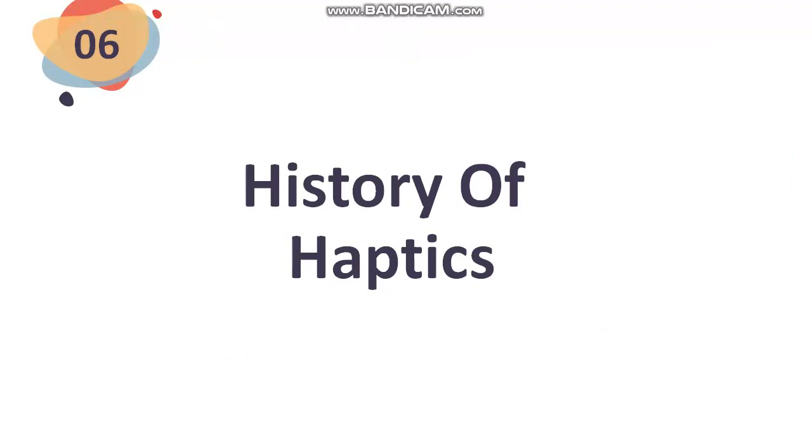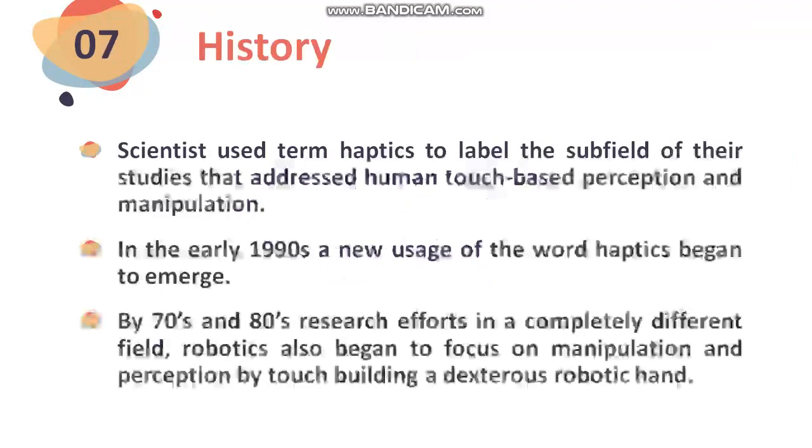Now here is the history of haptics. Haptic is a word which derived from the Greek word haptikos. In the early 1990s, a new usage of the word haptics began to emerge. Scientists used that term haptics to label the subfield of their studies that addressed human touch-based perception and manipulation.